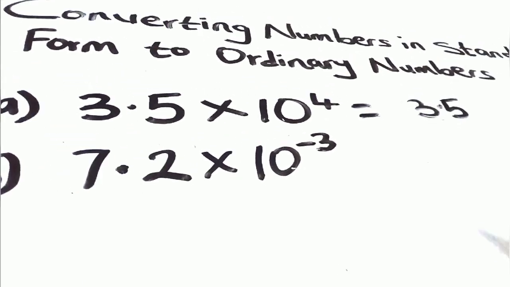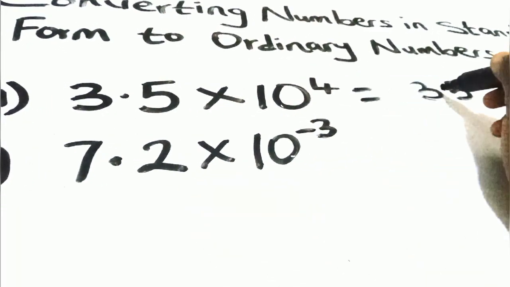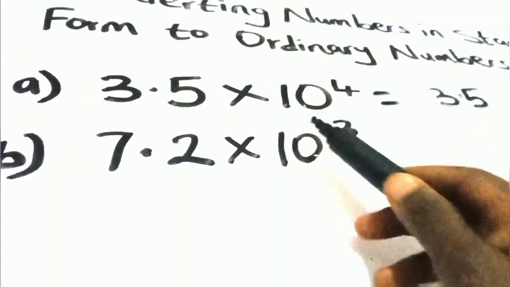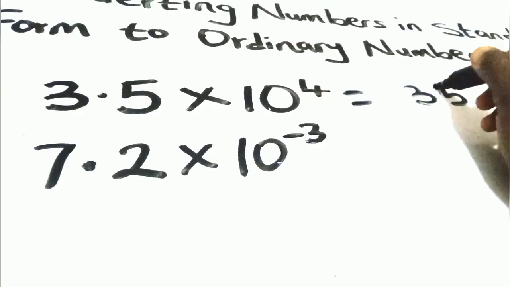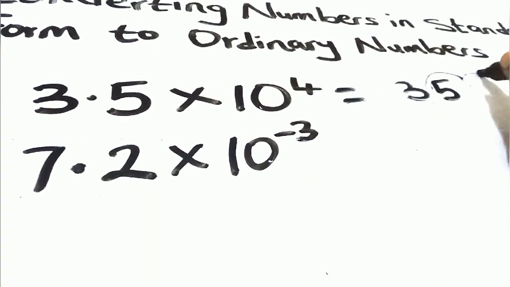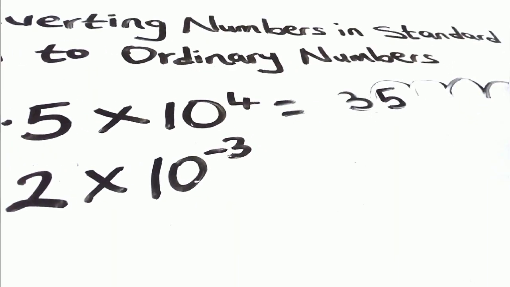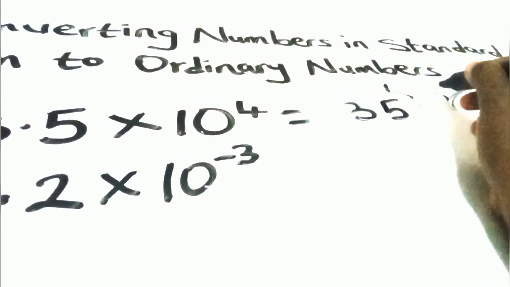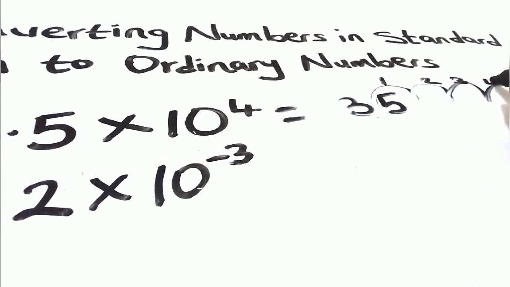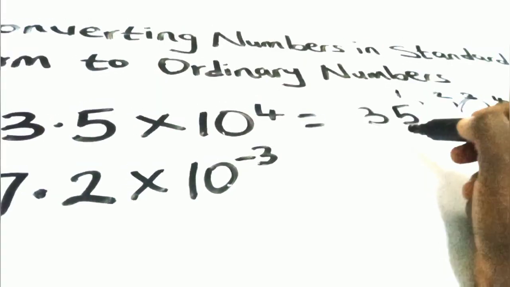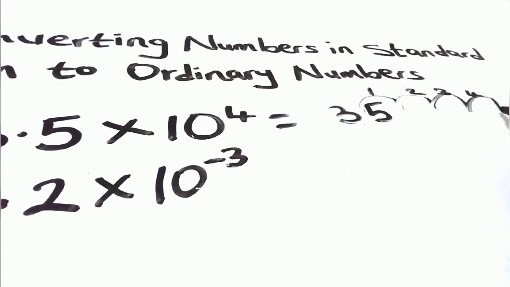So in solving this number A, this is 3.5. I'm going to move the point to the right and I'm going to move it 4 steps. Let's count: 1, 2, 3, and 4. You see it? 1, 2, 3, and 4. These are 4 steps. After moving, my point has moved from this place to this place.